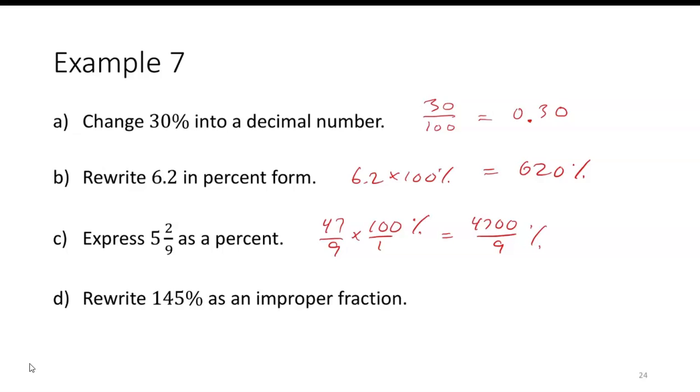Rewrite 145% as a mixed number. Well, 145% would be 145 over 100, and that becomes 1 45/100. Divided by 5, I'll get 1 9/20. So 145% is 1 9/20.